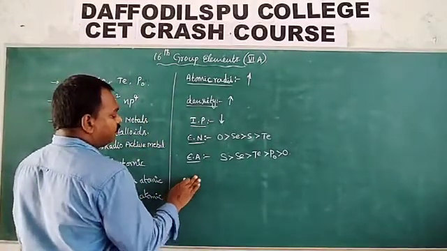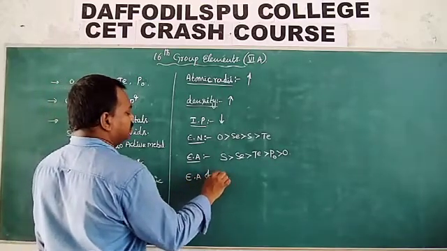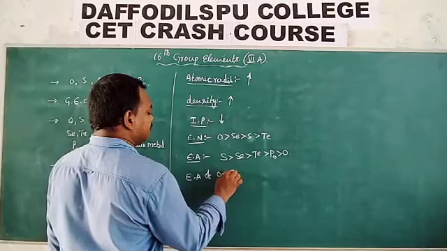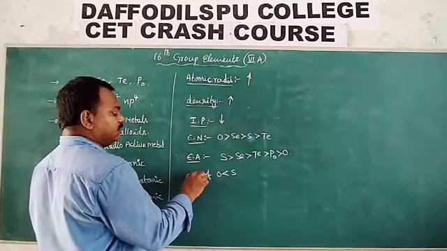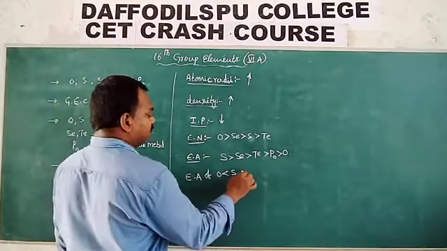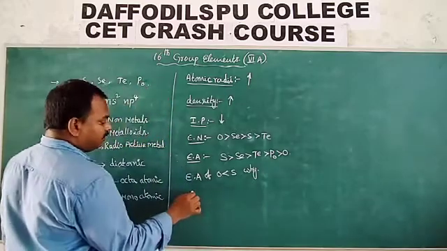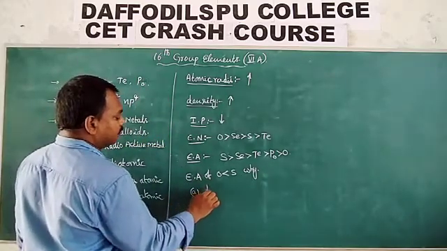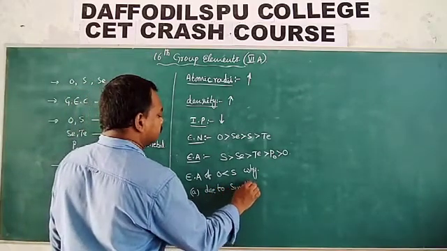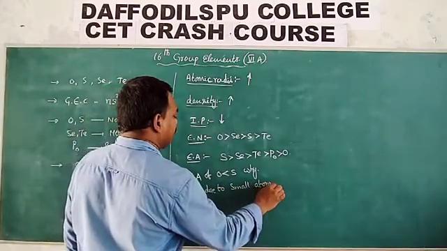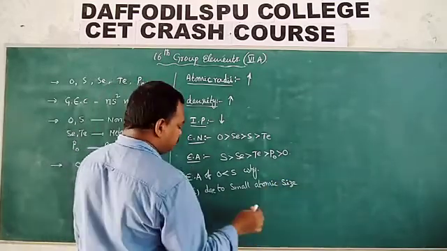The electron affinity of oxygen is less than sulfur. Number one, due to the small atomic size of oxygen.